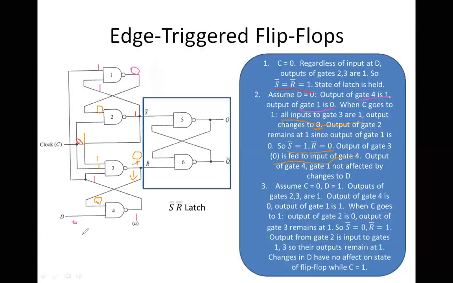So which means 0 into 0 is what? 0, 1. So previously it was 1. It's not changing, right? So gate 4 is not changed, and gate 1 is also not changed. The same values are retained. It's not affected by changes to D. So till this point, have you understood, students?